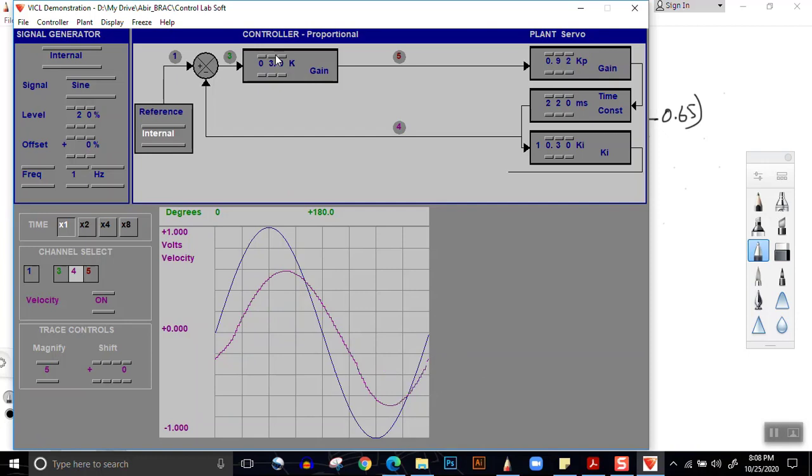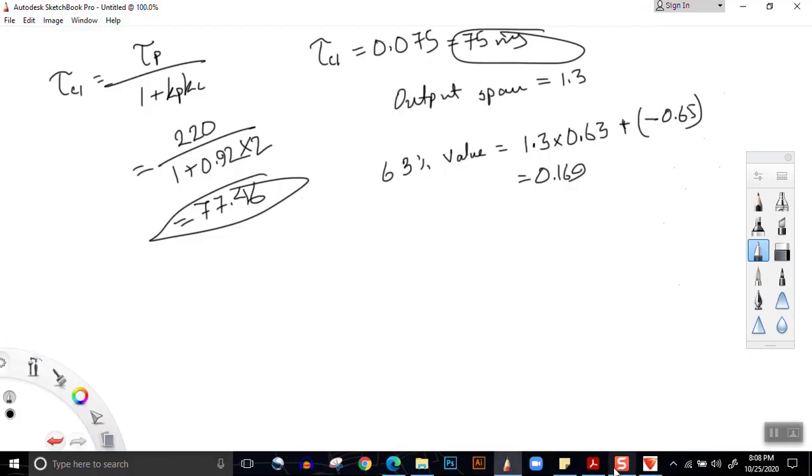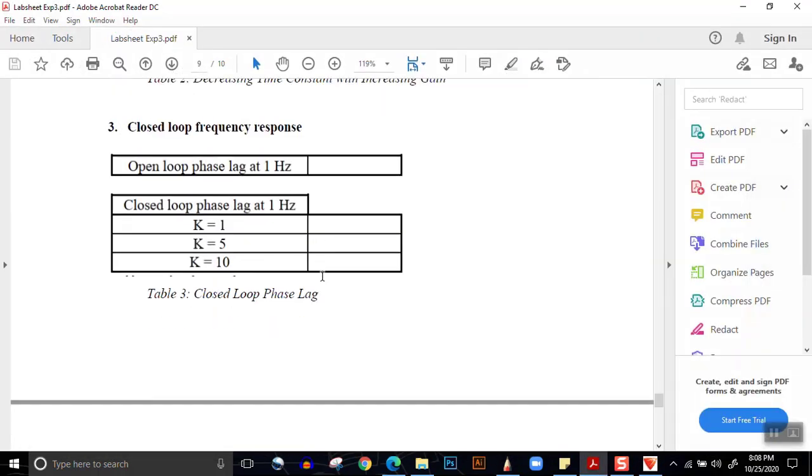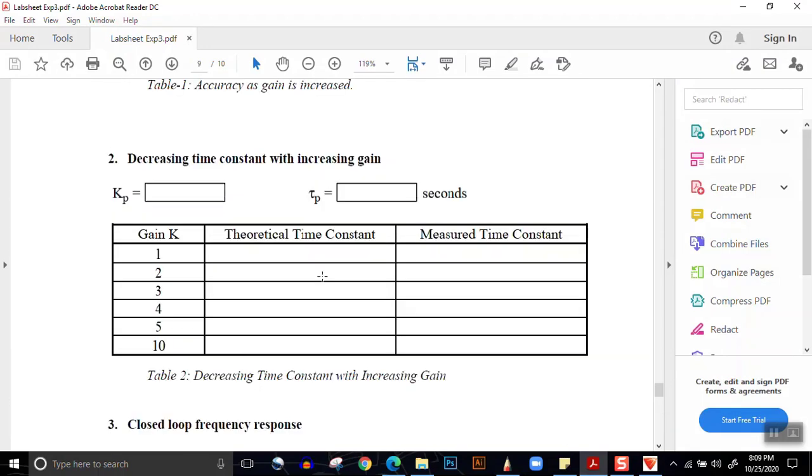Obviously, the data that I am taking will not be the same as the data that you are taking, because your value of kp, time constant and ki will be different. You'll be using the same values that you obtained in experiment 1. So if we change the kc to 5, we can see that our phase lag decreased to 15. So what we can observe is that the more we increase the value of k, the more there is a decrease in phase lag. That is a very important thing to observe.